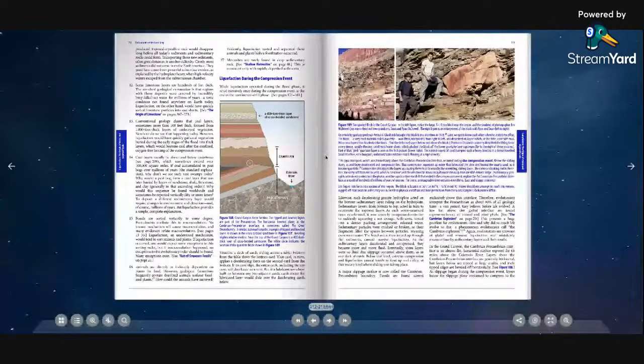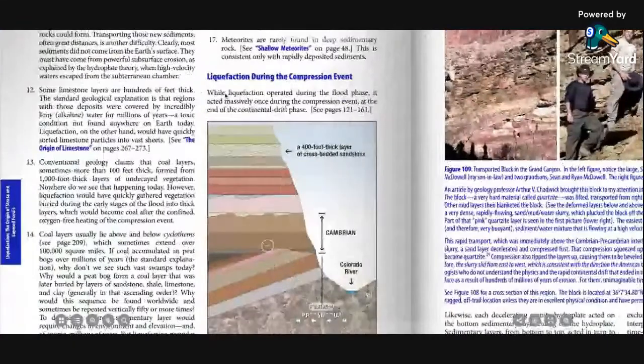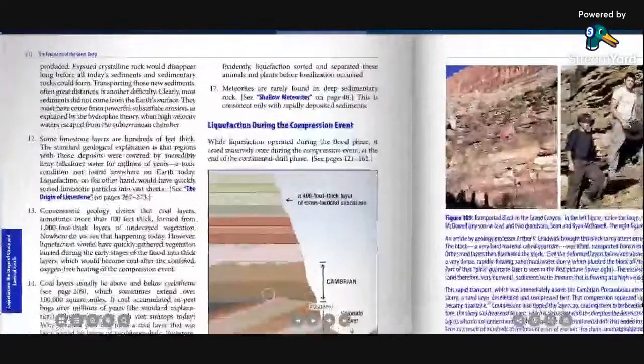In the Beginning by Dr. Walt Brown. The flipbook is available at creationsciencecenter.org. We'll take a look at liquefaction during the compression event on page 212.